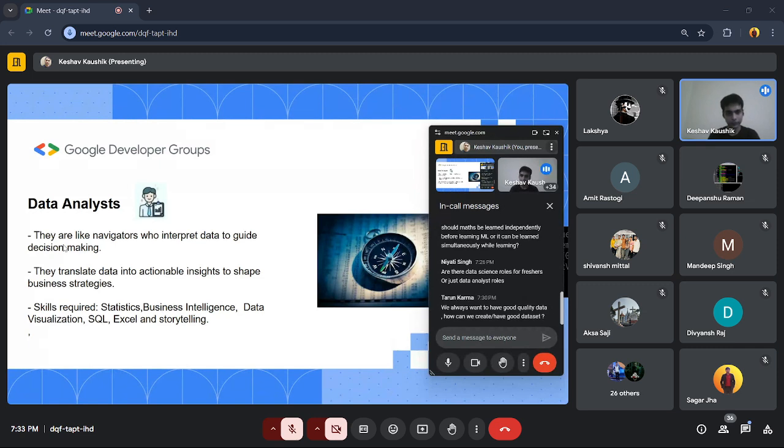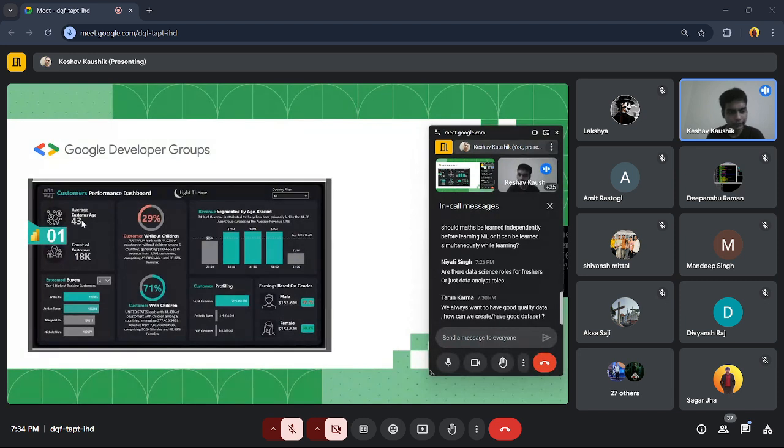So it is not a bad field. You should not see data analyst as a bad field because it is not that close to coding, but it also pays well in the long run. And yeah, skills required are statistics, business intelligence, data visualization, SQL, Excel, and storytelling. You might see here itself that they are not coding that much, but if you know advanced SQL, then coding is tough. Advanced SQL is actually tough.